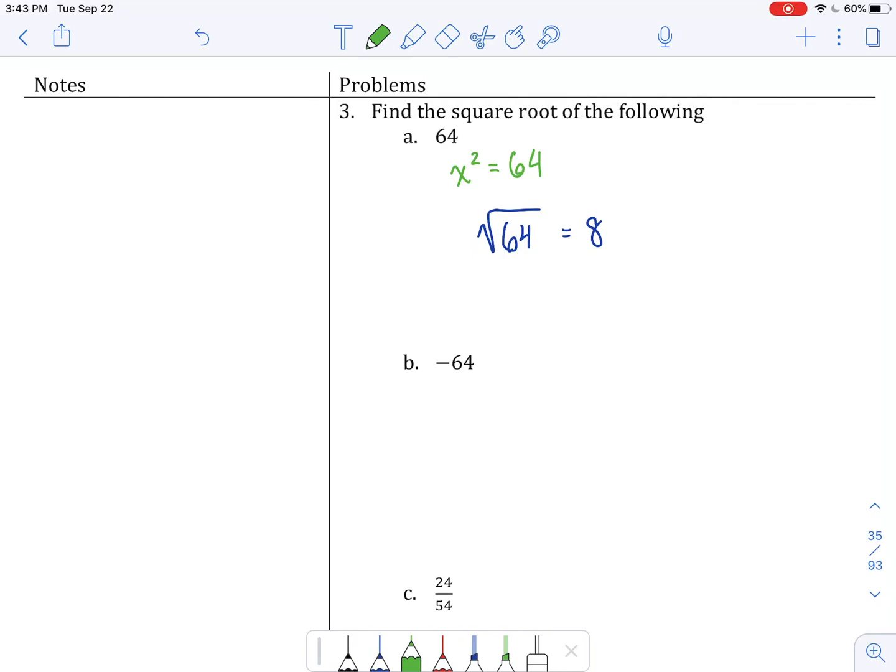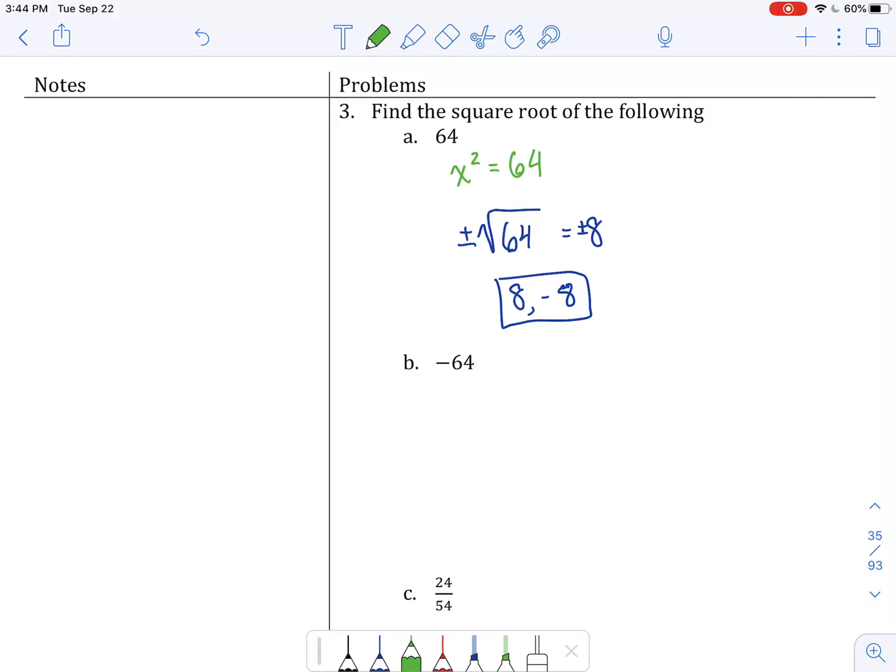Now, absolutely 8 is one of the answers, but there's another answer. Think to yourself for a moment, what else multiplies to positive 64 when squared? It's plus or minus 8. So the square root of 64 can be a positive or a negative. If you want to test that, negative 8 times negative 8. And so that's the way you would write it, is plus or minus 8 like this. Or you could write it as 8 and negative 8 with commas.